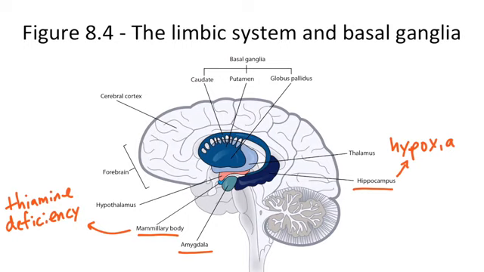So again, if you get a question about issues with memory, it should make you think of problems with the mammillary bodies or the hippocampus. If the question stem refers to thiamine deficiency, then you should think of damage to the mammillary bodies. However, if the question stem doesn't mention this, or it also mentions some hypoxic incident, then you should think of damage to the hippocampus. Okay, moving on to the amygdala.